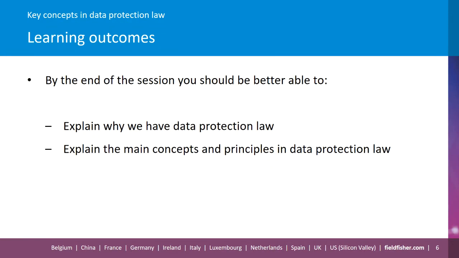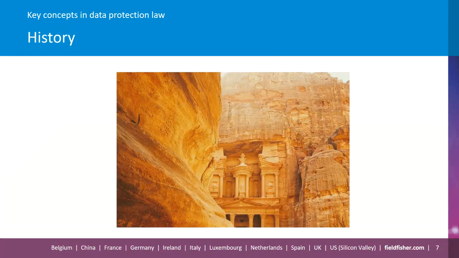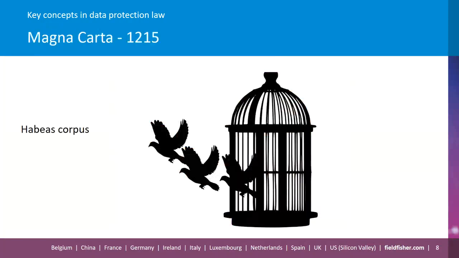So I'm going to start off now with the history, and this is a rather old and beautiful monument in Jordan, in fact, and I think the history of data protection law actually goes back much further than we would expect. On this slide, I've mentioned the Magna Carta from 1215. Why have I done that? Well, before I became a data protection lawyer, I went to my first ever lecture on data protection law, and the speaker said something which I think was really interesting.